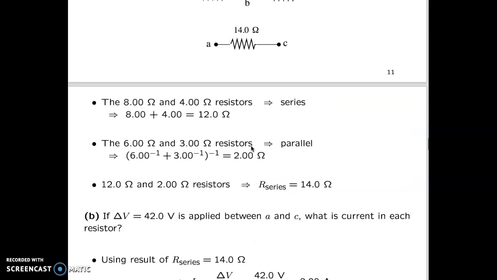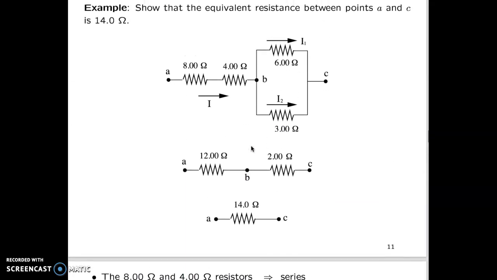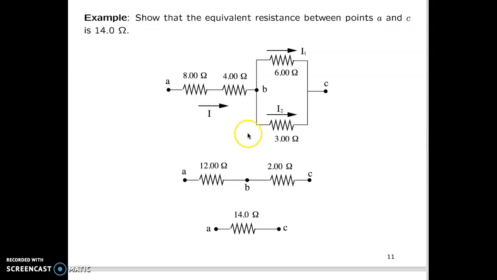Okay, so again, we're still working through this circuit. We have a collection of resistors, and two are in series with each other, two are in parallel with each other. We've constructed an equivalent resistor, so this one resistor is in some sense equivalent to the original four.